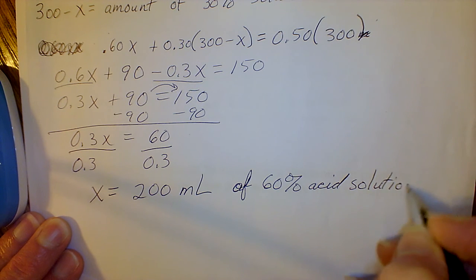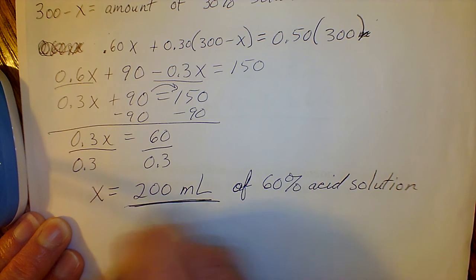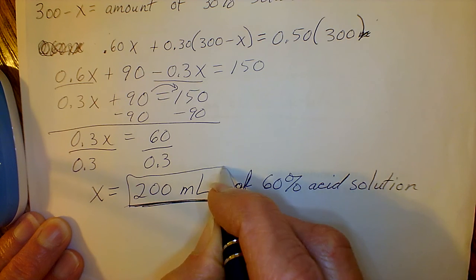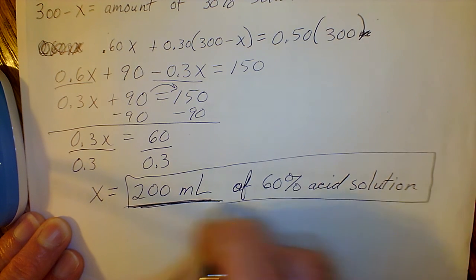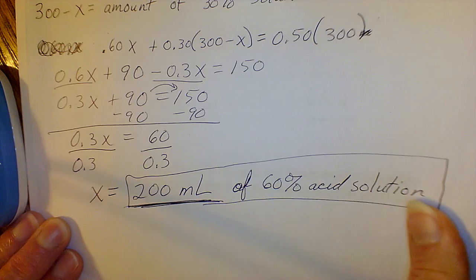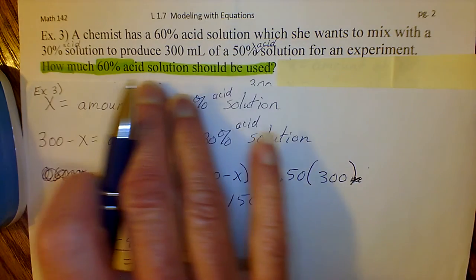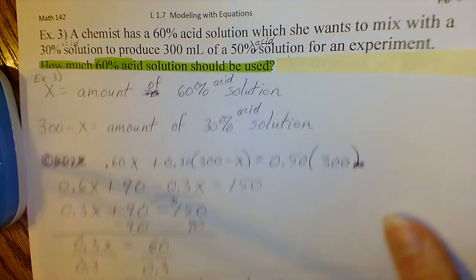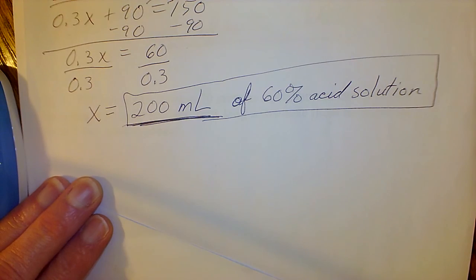Again, make sure you label your answers. The key part is the 200 milliliters, okay? The rest of this was just me being very clear about what we're solving for, and we could go back and look and make sure we solved for what we were meant to. How much of the 60% acid solution should be used? 200 milliliters of that 60% is the amount.